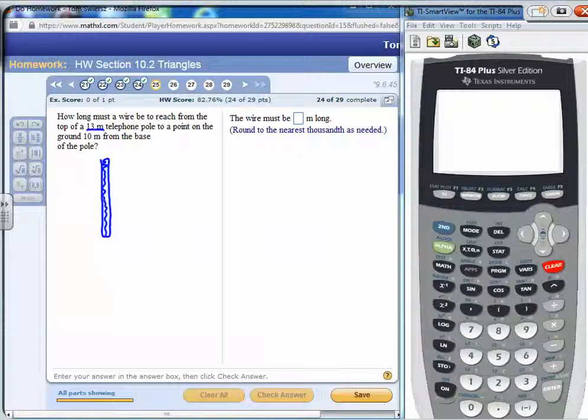telephone pole into the ground. Here's our ground. And the top of the 13-meter telephone pole, so right at the top, is a wire, and the wire goes to the ground, of course, and it's 10 meters from the base. So this length right here would be 10. We'll assume the telephone pole is put in perpendicular to the ground, so it forms a right angle. We need to find the length of the wire. This is our wire right here. So again, we'll use X to represent the wire.